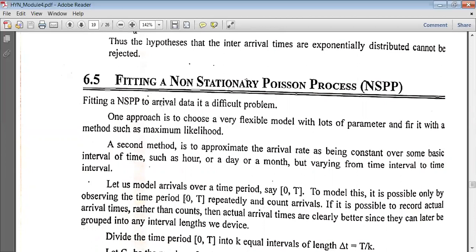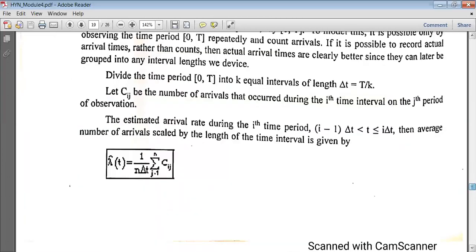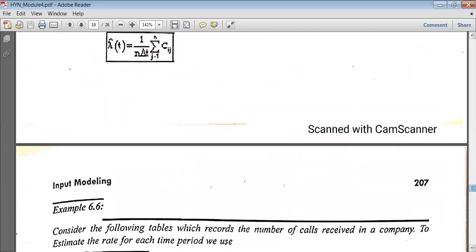This applies to any non-stationary Poisson process. We have already seen stationary and non-stationary in our third module, where we divided the Poisson process into these two types. Fitting data to a non-stationary Poisson process is very difficult, so we use one more method, data approximation. We divide the time interval into k equal intervals of length delta t equal to T by k, and then lambda cap of t is given by the formula 1 by n delta t times the sum over j from 1 to n of Cij. This we'll see with the problem.